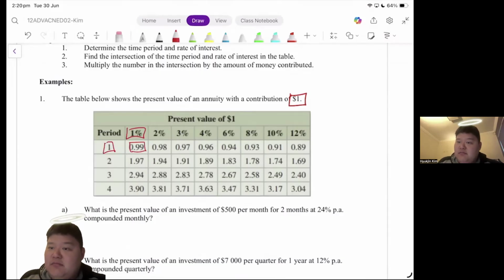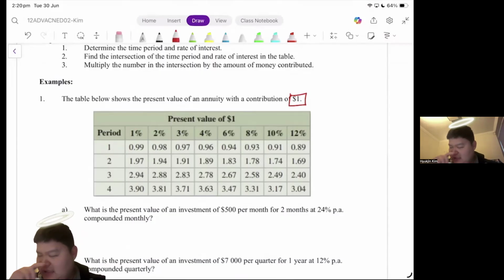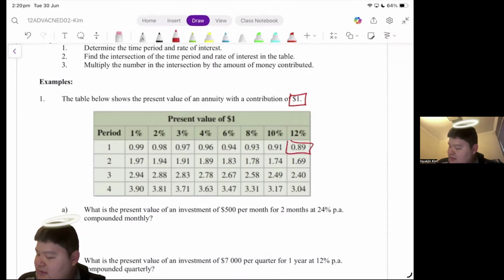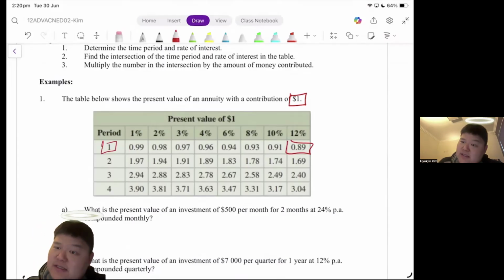In a normal context, present value will always be worth less than the future value, unless you were in the 1980s Japan, where everything was going to crap. If it was 12% for once, it's the same as 89 cents.